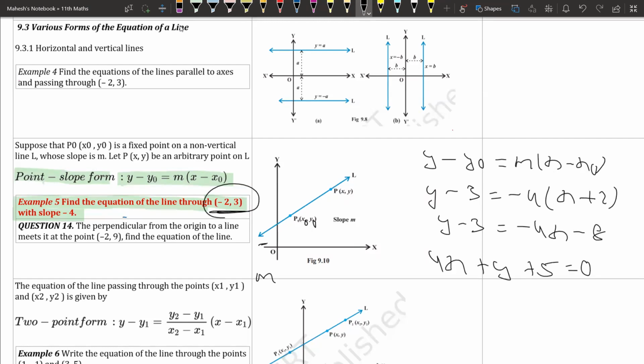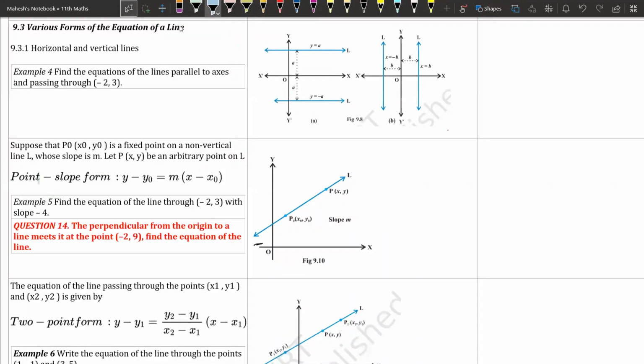We have one more question based on the same formula. It says the perpendicular from the origin to the line meets it at the point (-2, 9), and we have to find the equation of the line.